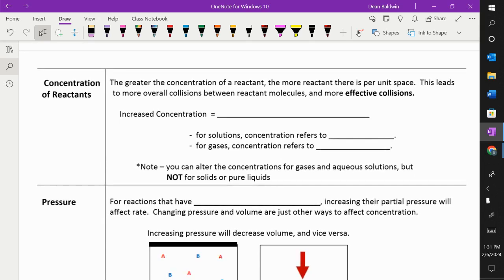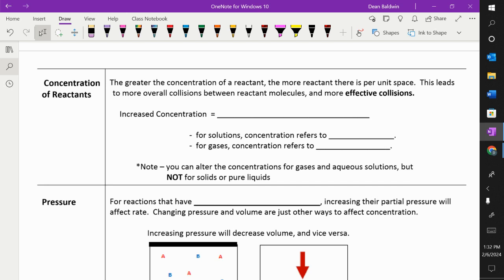Okay. Concentration of reactants. When I say the word concentration, what am I talking about in chemistry? Moles per liter. How much of the stuff is there, right? So if you have a higher concentration, why are you having more collisions? There's just more stuff to bump into, basically. That's all it is, right?